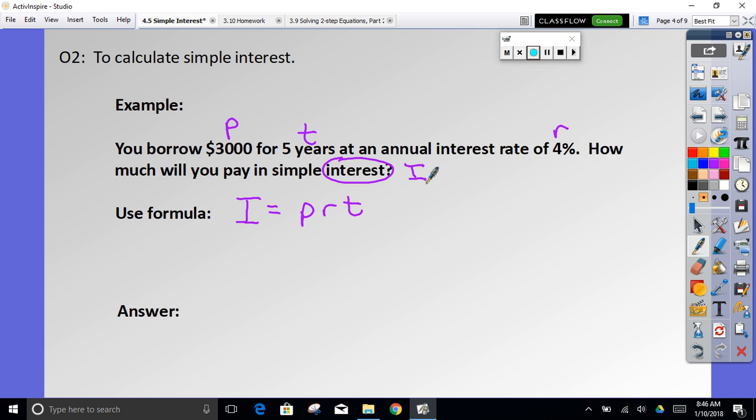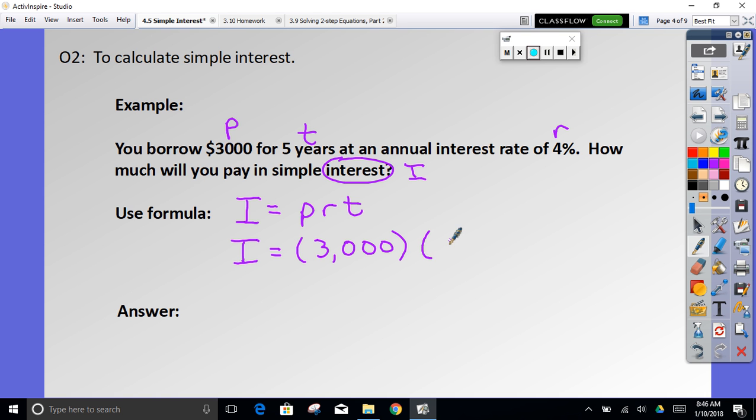Most of the time you'll be finding interest. Once in a while we'll get a problem where the interest is not given. That's a little trickier algebraically. So all I do is I take the numbers and I plug them in. 3,000. Now when you get to the rate, this is written as a percent. I have to change that percent to a decimal in order to use it in the problem. That's probably the trickiest thing to remember.